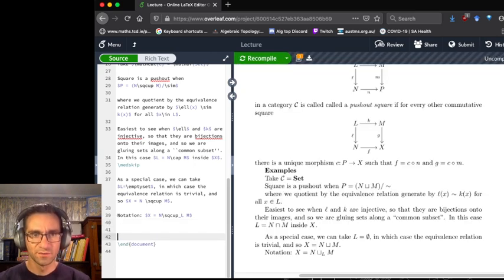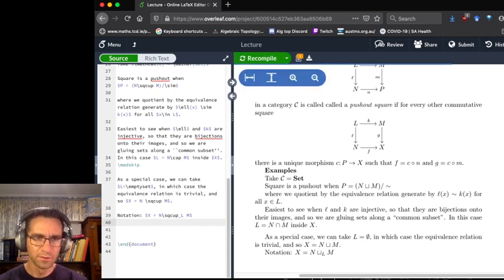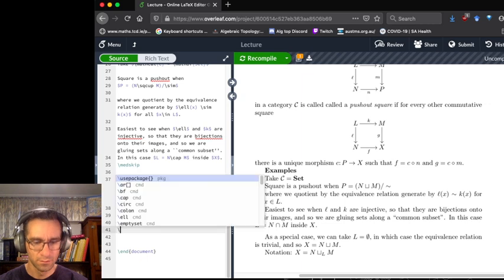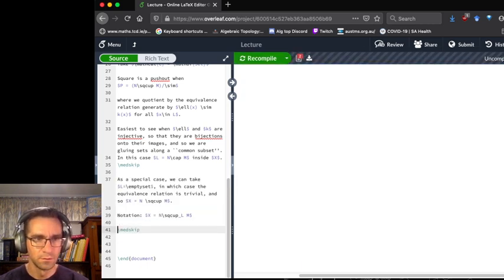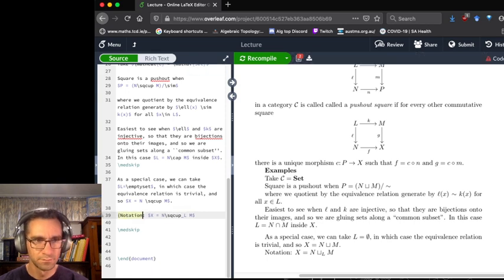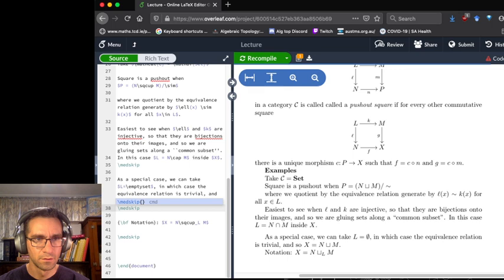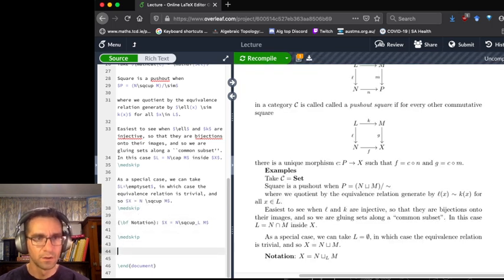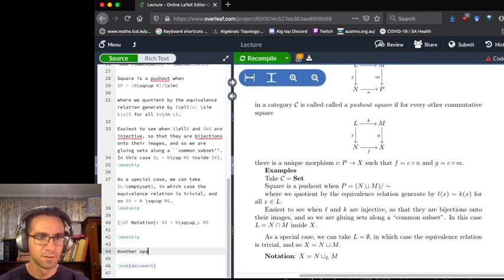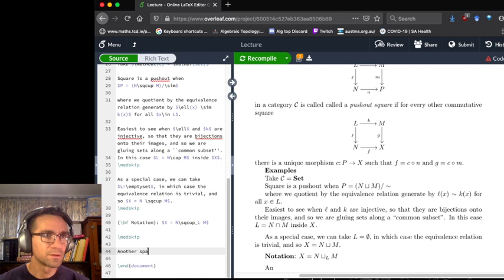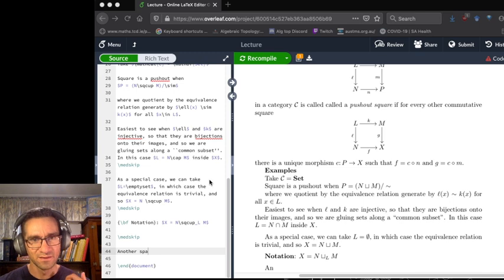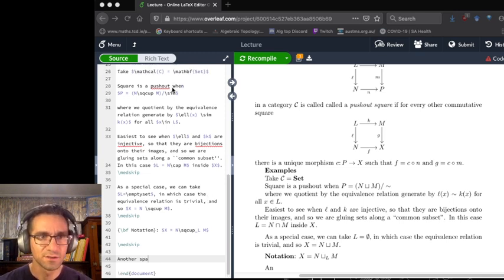All right, so that's... But another specific example, another special case. Yeah, so the square cup. Oh no, I got it. Square is a pushout. So it's a pushout in the category of sets. I should say square is a pushout.